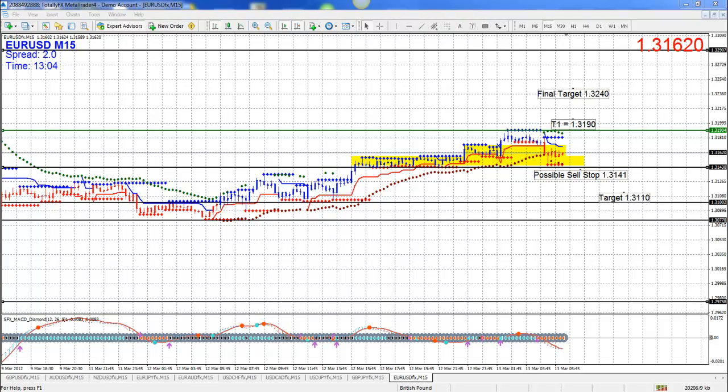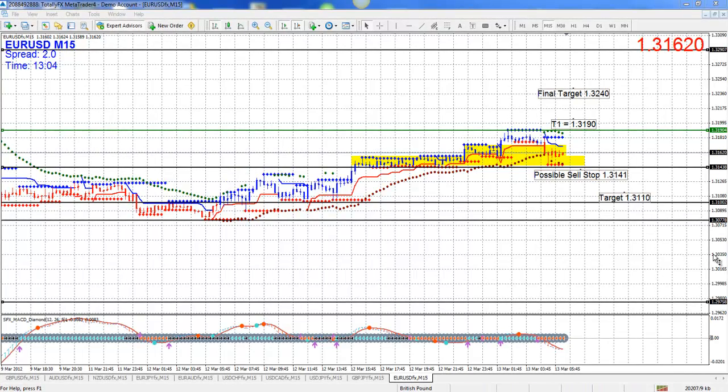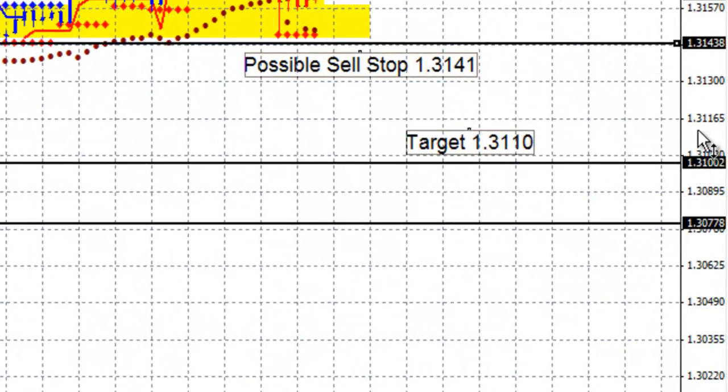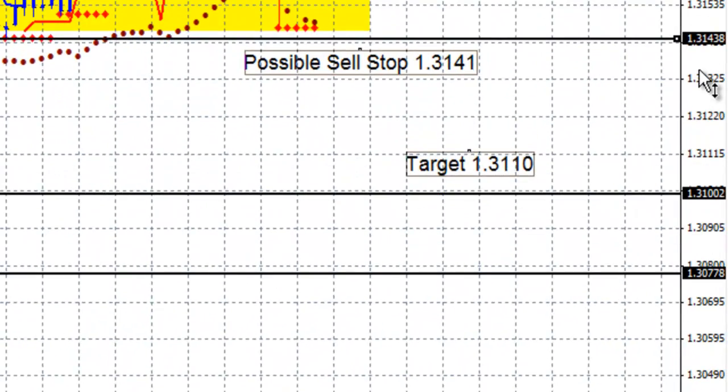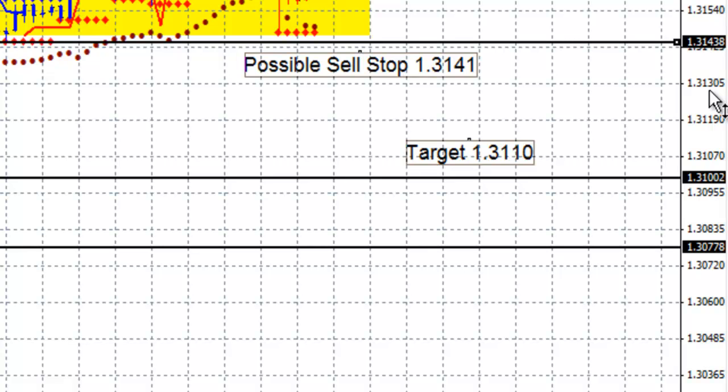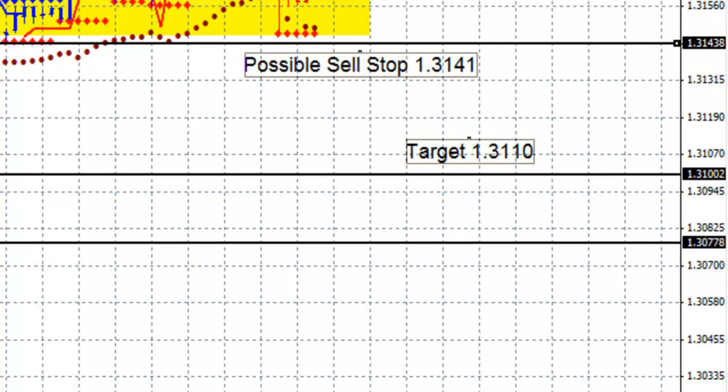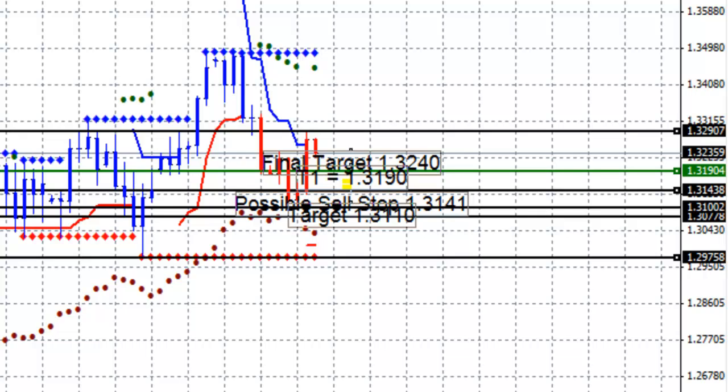What we're going to do today is analyze the market for the euro dollar. We're going to conduct what's called a multiple time frame analysis, where we look at the daily chart, the 4-hour chart, the 60-minute, and down to the 15-minute to identify our buy and sell levels. Okay, so let's go ahead and start with the daily chart here.